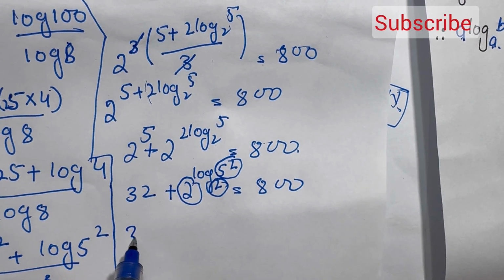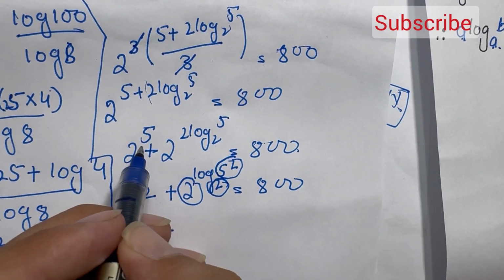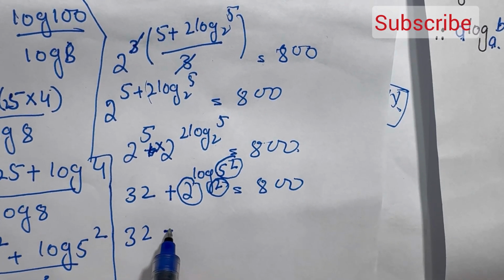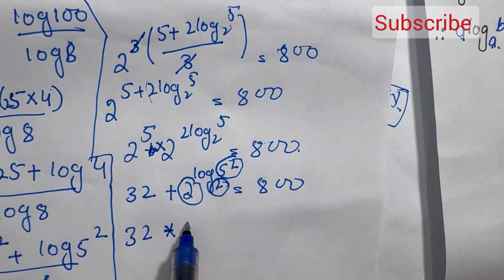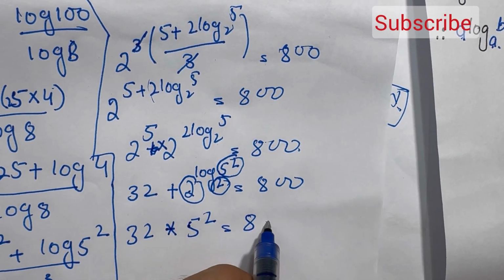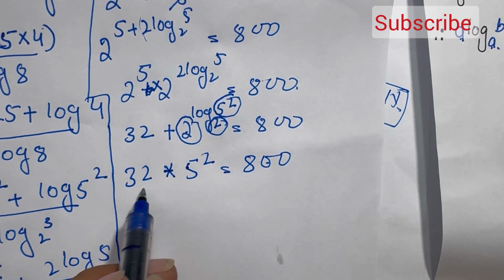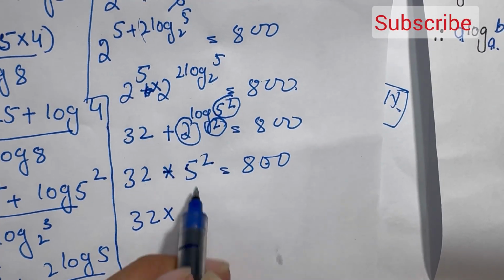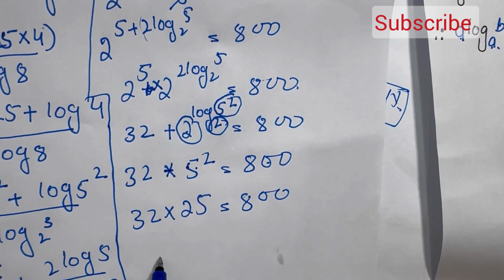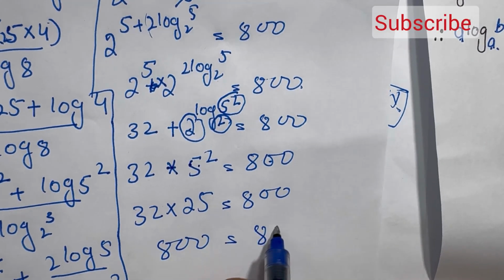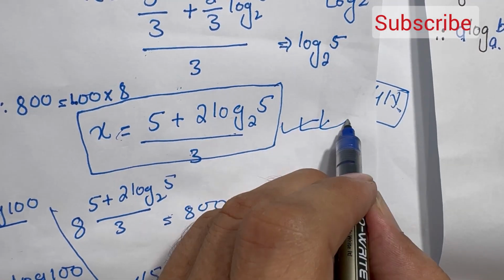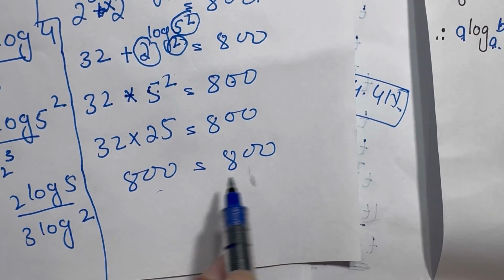So this 32 plus, sorry, it is multiplied, it would be multiplied because it is in power, so it will become multiplied by 2, this 5 power 2, equal to 800. Okay, so 32 multiplied by 25 equals 800. So it will become 800 equal to 800. It means that the value of x is right. It is right because the left hand side and right hand side are equal.